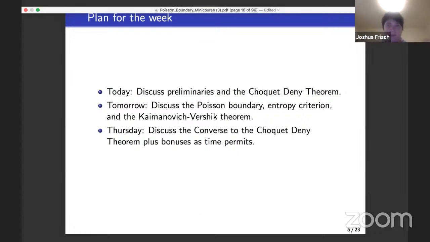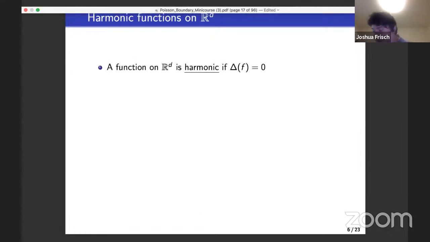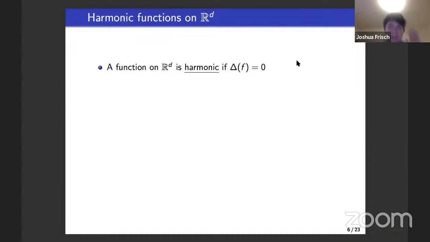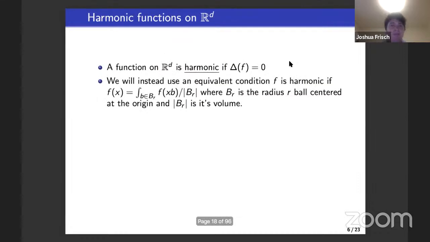All right. I feel like it's been long enough. I should probably define a harmonic function. A function on R^d is harmonic if the Laplace operator of f is equal to zero. If you're like me, this is too much calculus, so you'd rather have a different way of viewing it. And luckily, there is an equivalent condition, the mean value condition. A function f is harmonic if it's equal to its average in a ball around itself.